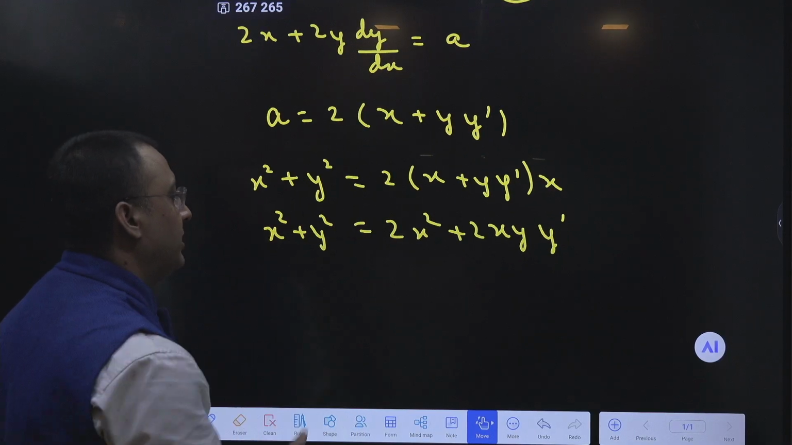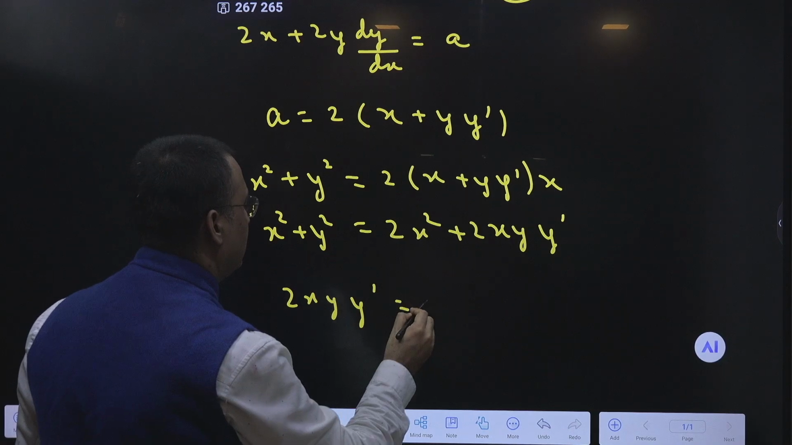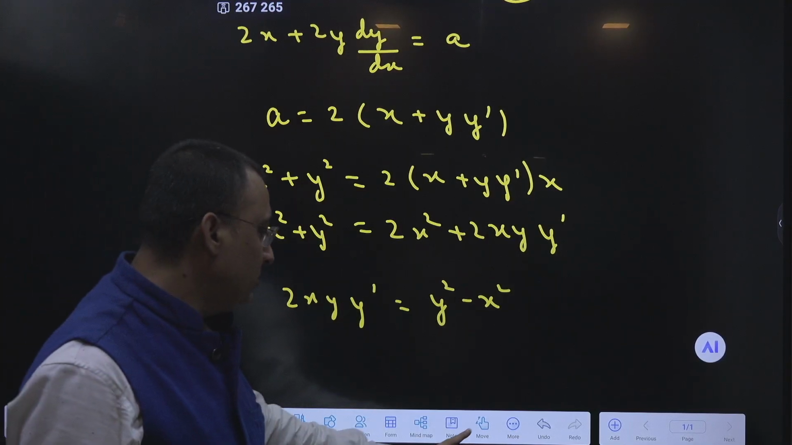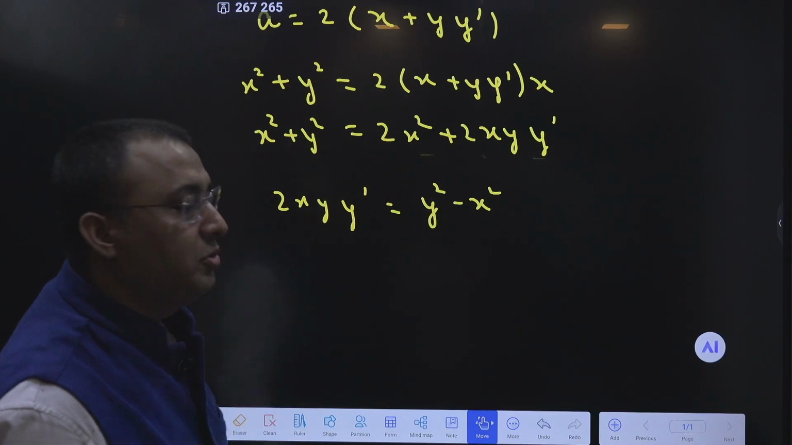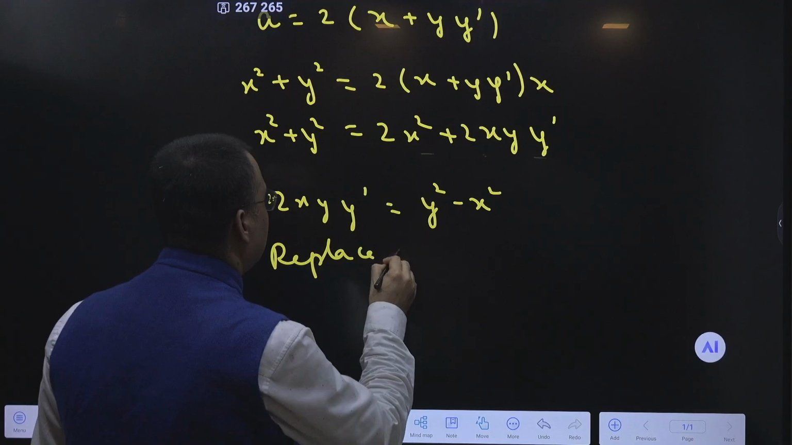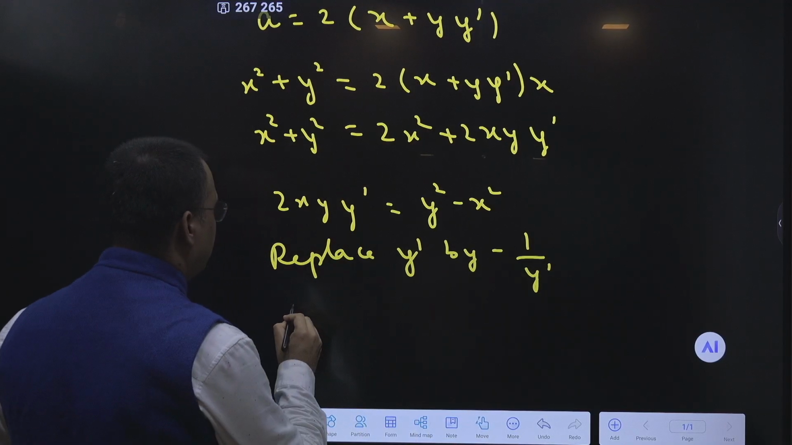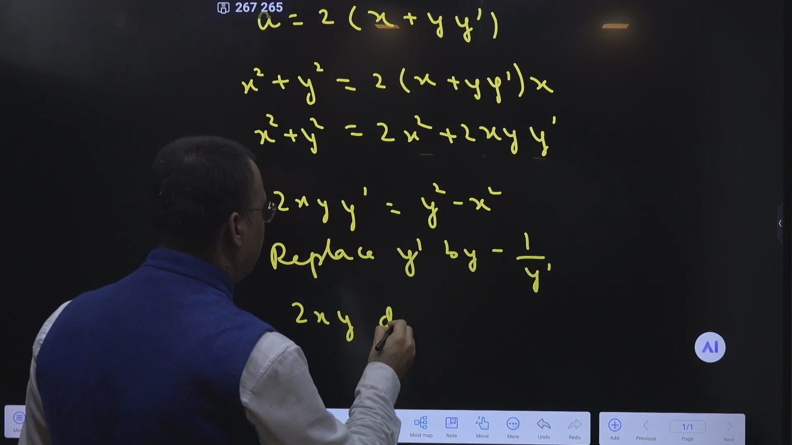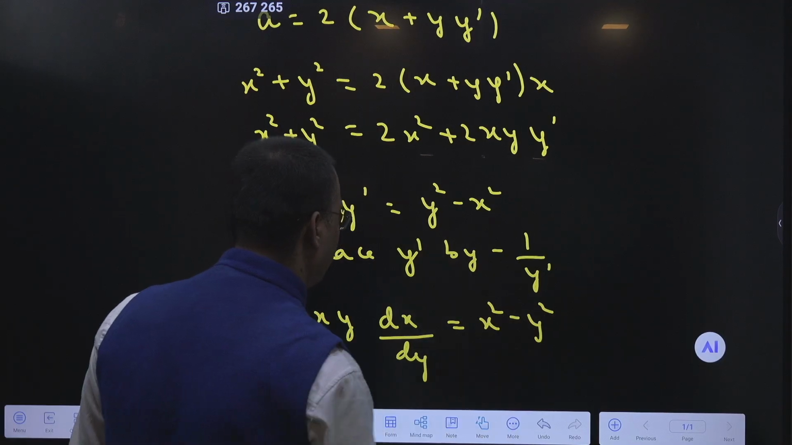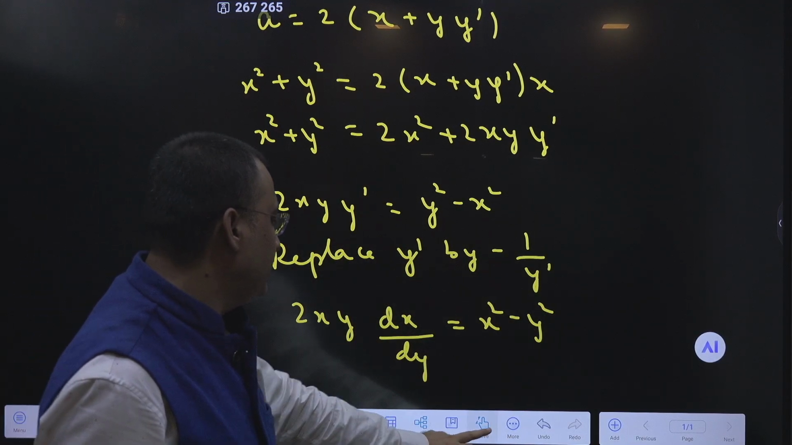Okay, so I can write 2xy dash is equal to y square minus x square. Correct? Now, in orthogonal trajectory, what we do, we replace y dash by minus of 1 by y dash. So, this is 2xy dx by dy is equal to x square minus y square. Correct? So, I have used this minus sign here. So, this is the case.